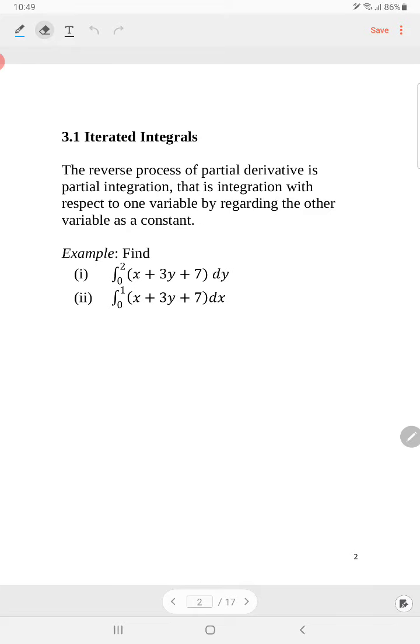Okay, so let's look at an example. Here we have an integrand. The integrand is x plus 3y plus 7. And here we need to integrate with respect to y. So you can see that in the integrand we have x and also y term. But here we integrate with respect to y, meaning that we hold x as a constant. So it's the reverse process of partial derivatives.